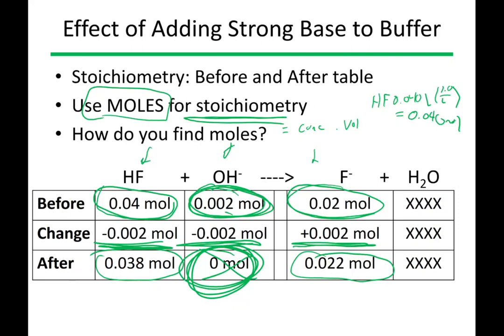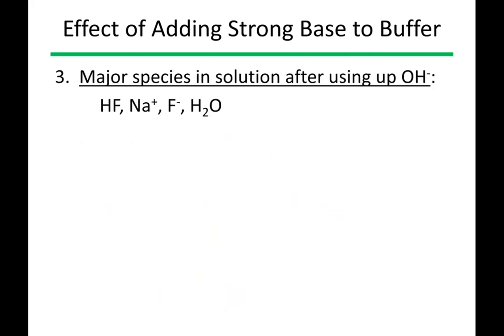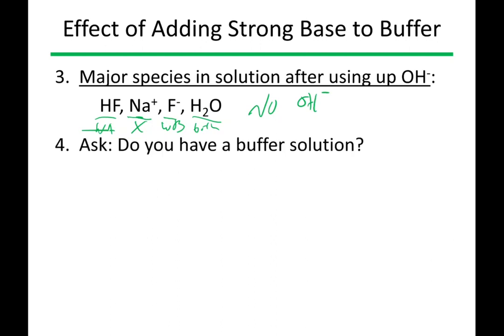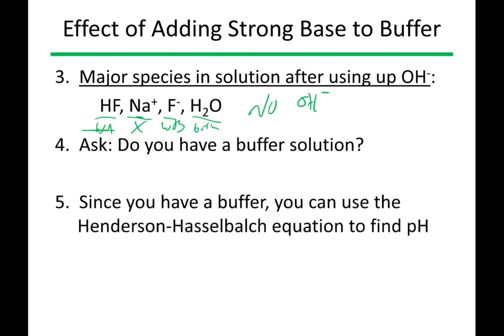Now we can identify the major species in this solution. So now we have HF, still some sodium, F minus, and H2O. So we have the weak acid, nothing, the weak base, and water, which can be both. We no longer have the OH minus because we used it all up in the first reaction. So now in this case we ask, do we have a buffer solution? And the answer is yes. We have a weak acid and its conjugate base in solution.